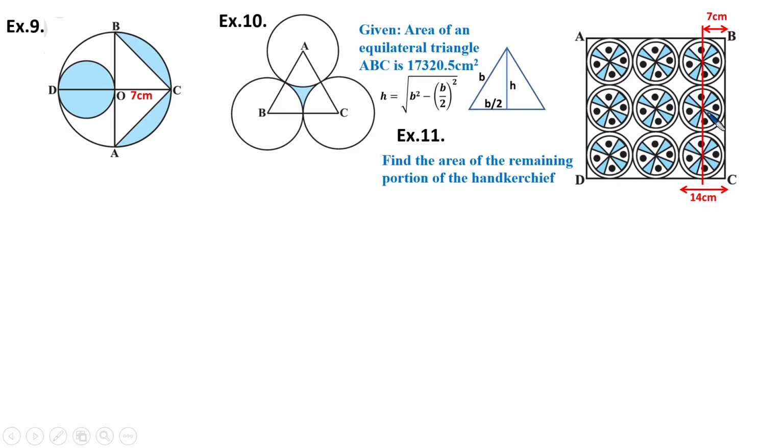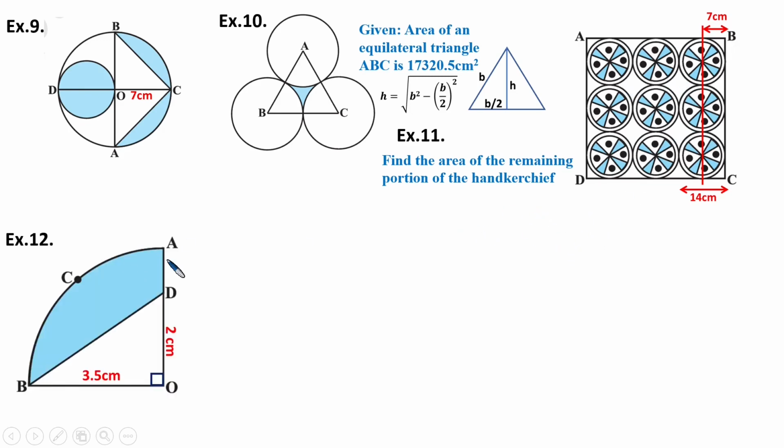So pi r square you do it. And since 14 into 3 will be the length of each side, you get the square. From this area of the square, you subtract these 9 circles. So that will give you the area of the remaining portion of the handkerchief. This is the white region, the remaining portion. So this is exercise 11. Check your textbook, see what the answer is and verify your answer.